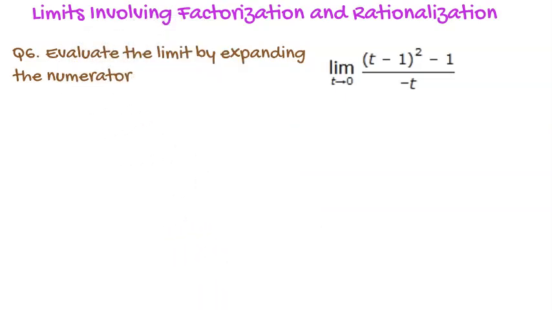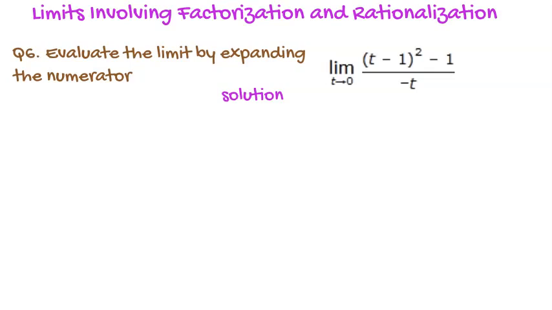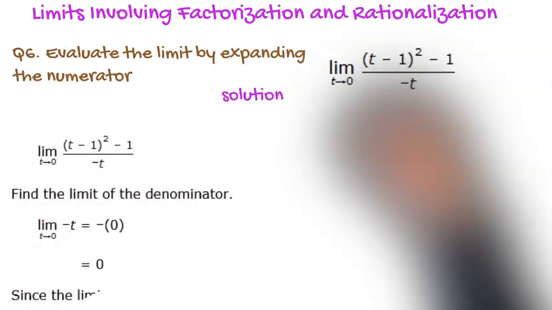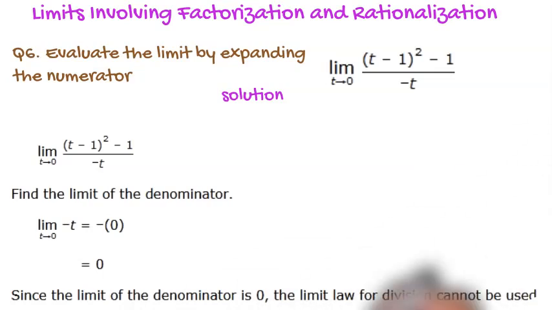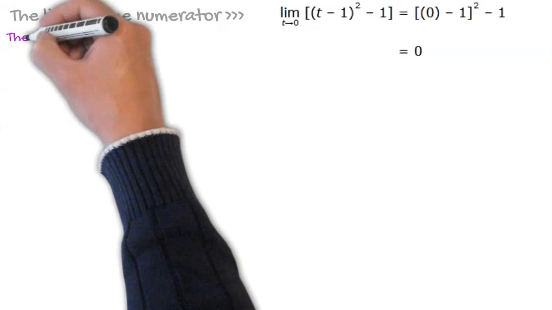Evaluate the limit by expanding the numerator. First, see if the limit law for division can be used to evaluate the limit, and find the limit of the denominator. Since the limit of the denominator is 0, the limit law for division cannot be used. Now find the limit of the numerator. Since the limits of the numerator and denominator are both 0, try to find expressions to cancel.